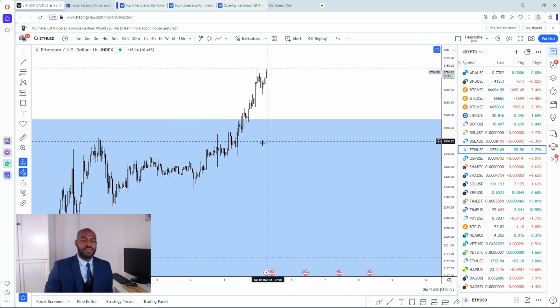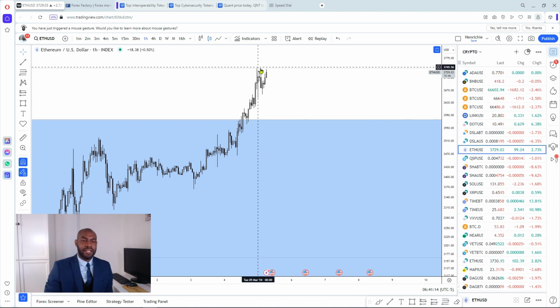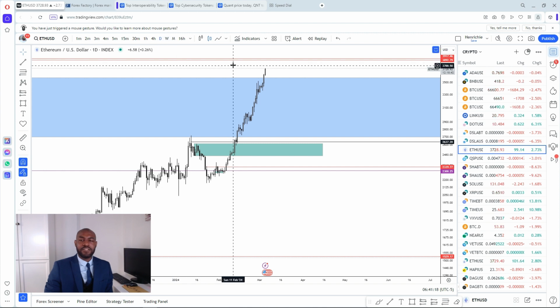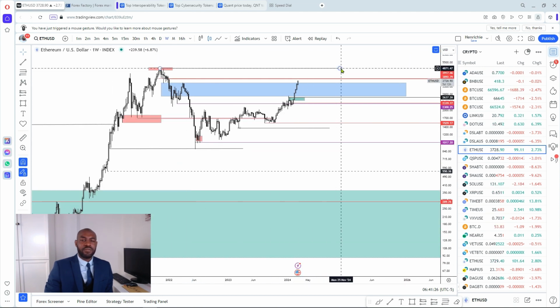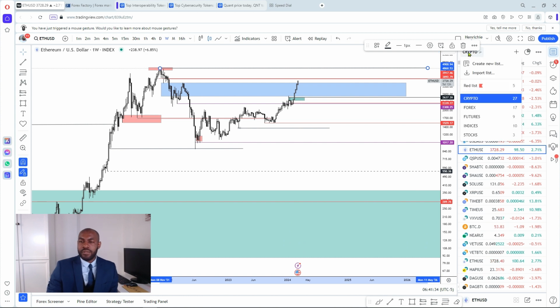So the next thing to anticipate, you can see right there, after we broke the high, we came back down, used it as support, and expanded higher. So the next key level to anticipate to see price come into is 3,897. Once we smash that, the next key level to look out for would be the all-time high, 4,900. So that's my analysis on Ethereum.